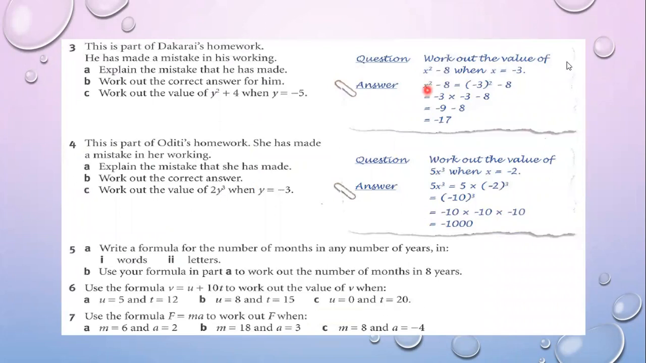Now here we have question number 3. Question number 3, what does he say to us? This is part of Darika's homework. He's making a mistake, okay. Explain the mistake that he made. Work out the correct answer. Work out the value of this.